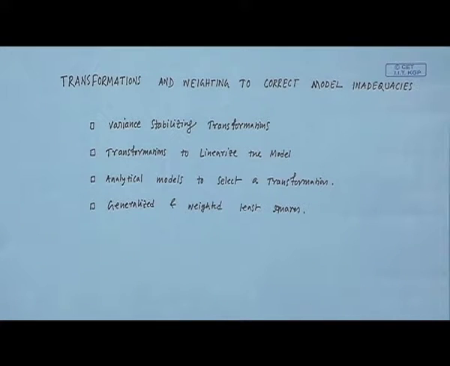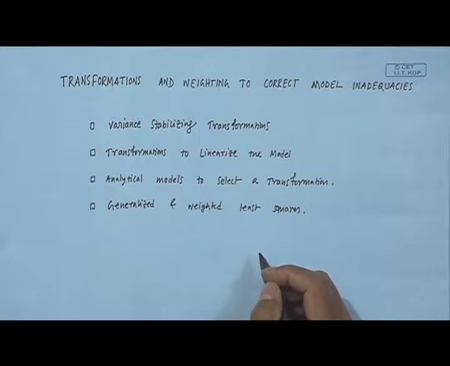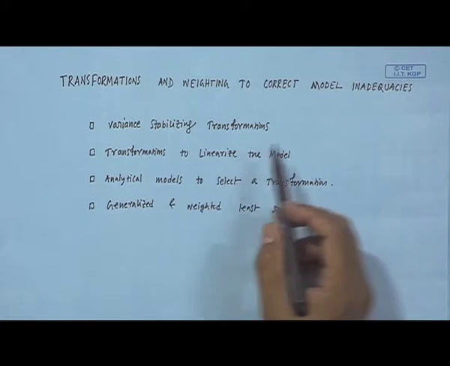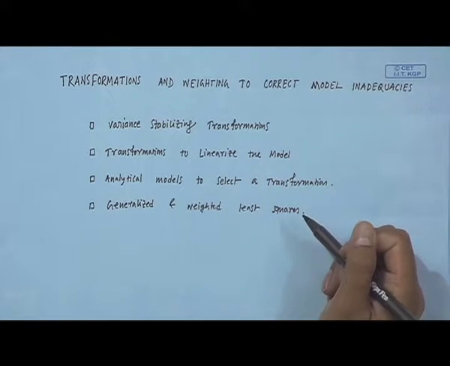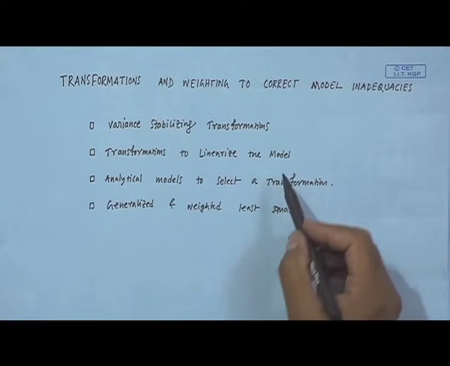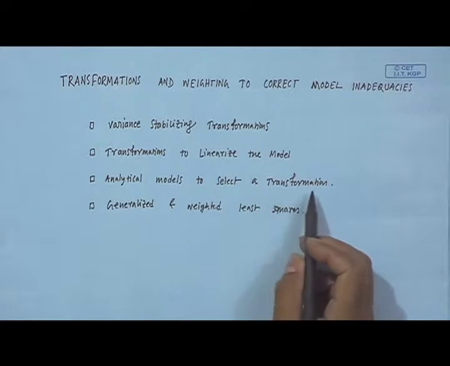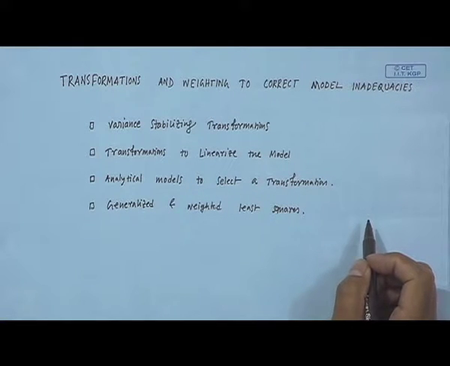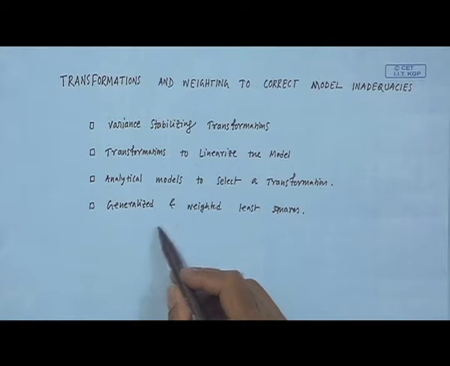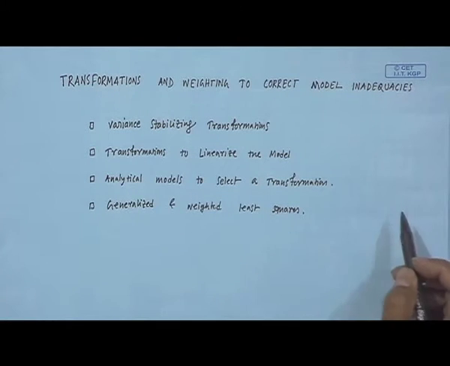Okay, so today we will start a new module called transformations and weighting to correct model inadequacy. Here is the content of this module. It consists of variance stabilizing transformations, transformations to linearize the model, analytic models to select a transformation, and finally generalized and weighted least square.